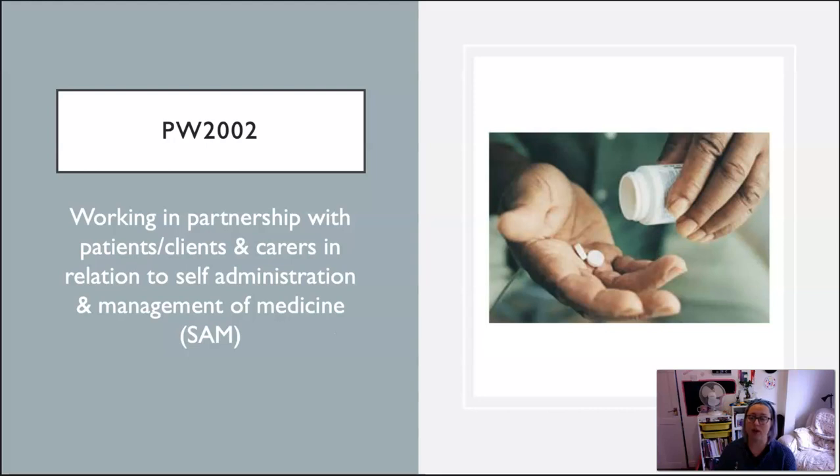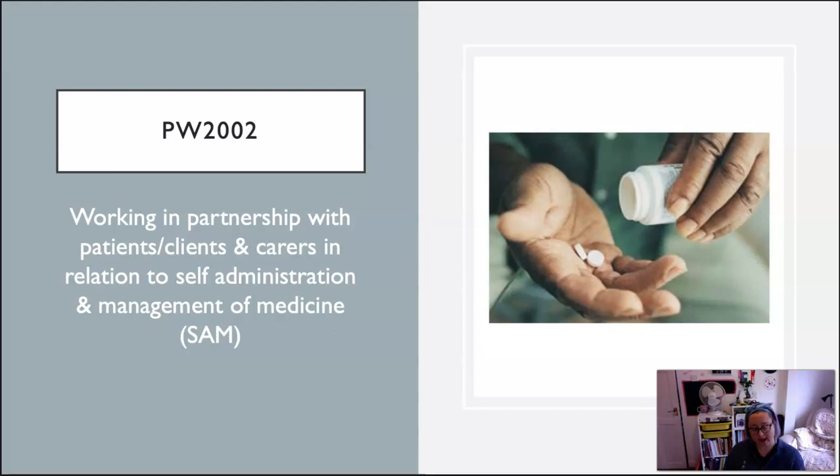This one we're going to look at working in partnership with patients and clients and carers in relation to self-administration and management of medicine. And this is going to be referred to throughout this presentation as SAM. It is quite a long PowerPoint, so I probably will just discuss in general terms as we go through.